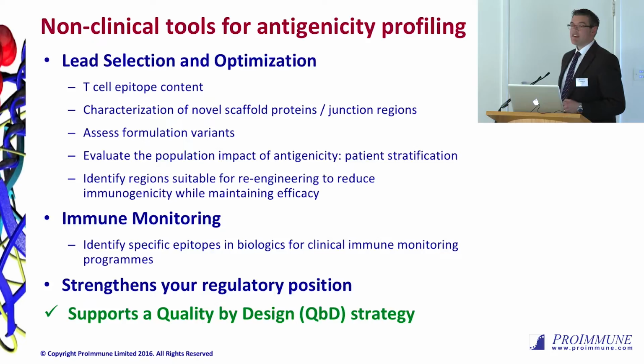You might be interested in characterizing completely novel scaffold proteins. There's a really exciting time at the moment with many, many different types of molecules being developed by many different organizations. Some of them are going to hold great promise, others maybe less so, but understanding how to select those different variants, one against the other, is very important. If you're generating junctional regions by binding two different proteins together, you can induce neoepitopes. So new T-cell epitopes can inadvertently be designed into a drug. So it's very important to understand what those risks are.